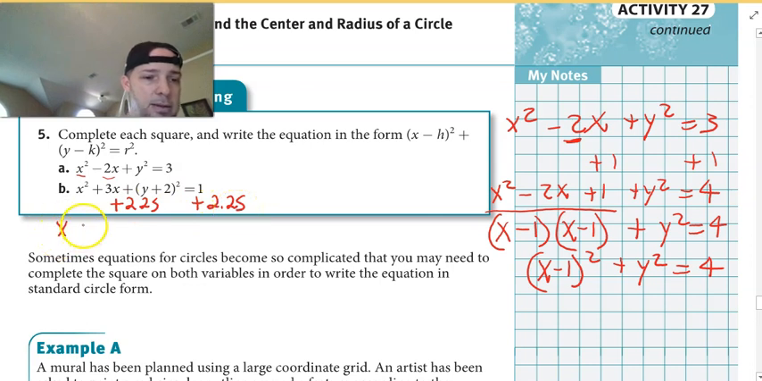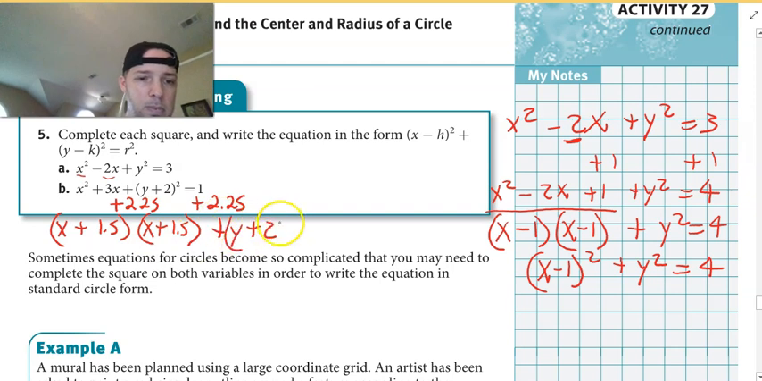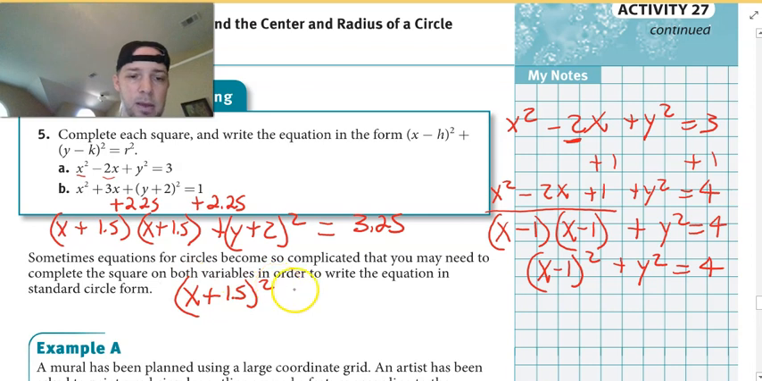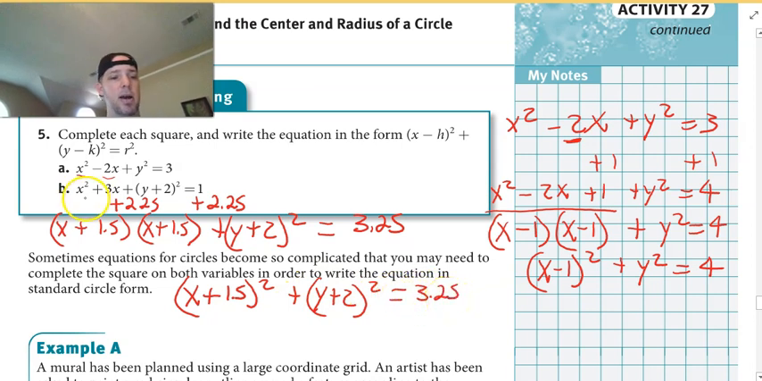So I get x plus 1.5 equals 3.25, and from there I get x plus 1.5 squared. So x plus 1.5 squared plus y plus 2 squared equals 3.25. I didn't write out x squared plus 3x plus 2.25 because ultimately the whole point is so that you can find the two factors.